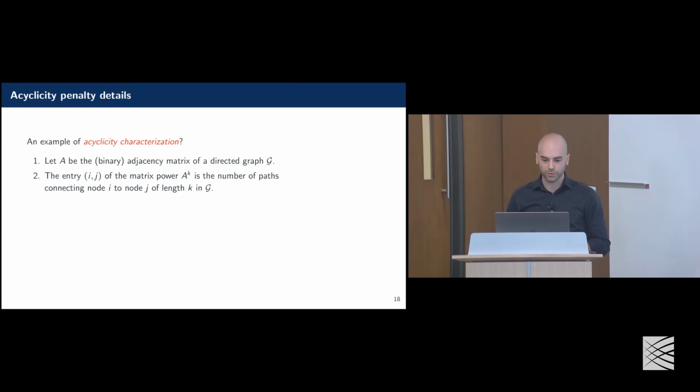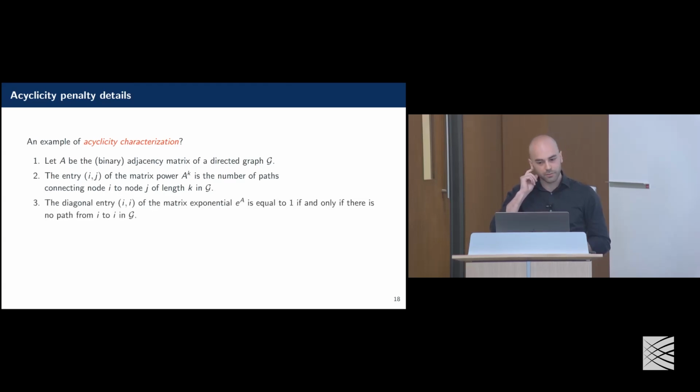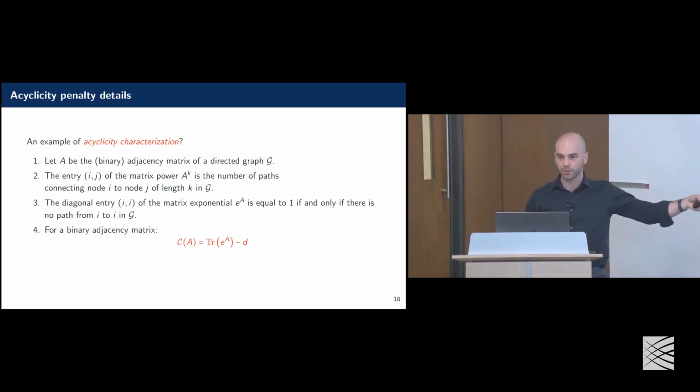Once you see this, you just need to understand that the matrix exponential can be thought of as a Taylor series expansion. When you look at the diagonal values of this Taylor series expansion, the first term is the identity plus the sum of the powers. You get 1 on the diagonal if you have no cycles, or you get something non-zero if there is a cycle, a path from i to i. For this reason, the authors proposed that penalty. For a binary adjacency matrix, you can calculate the trace of the exponential of the matrix minus the dimension. That sums all the diagonal values, and this is 0 if and only if the binary matrix A, or the graph, has no cycles.